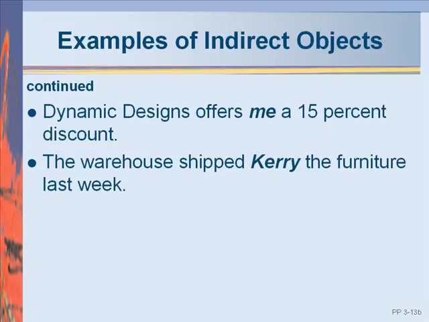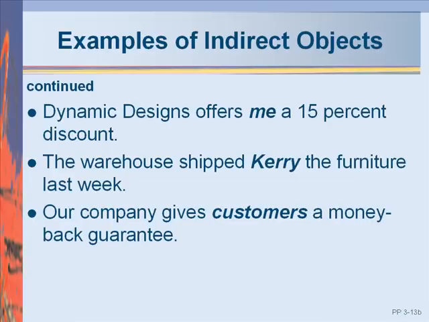In this sentence, find the subject. Subject is warehouse. What did the warehouse do? It shipped. So shipped is predicate. Shipped what? Shipped furniture. So furniture is a direct object. To whom? To carry. So carry is the indirect object.